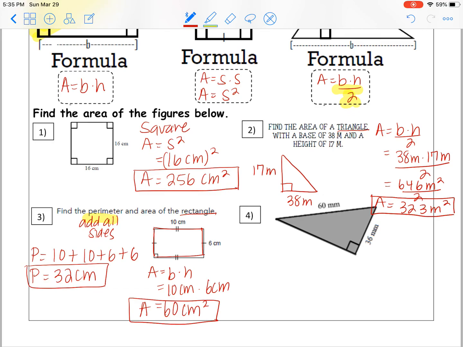And then lastly, we'll need to find the area of this triangle. We know that the formula to calculate the area of this triangle, again, this is the shape triangle, is base times height divided by 2. Second step is to substitute. We know that the base is 36 millimeters, but we don't know the height. 60 millimeters is not the height.